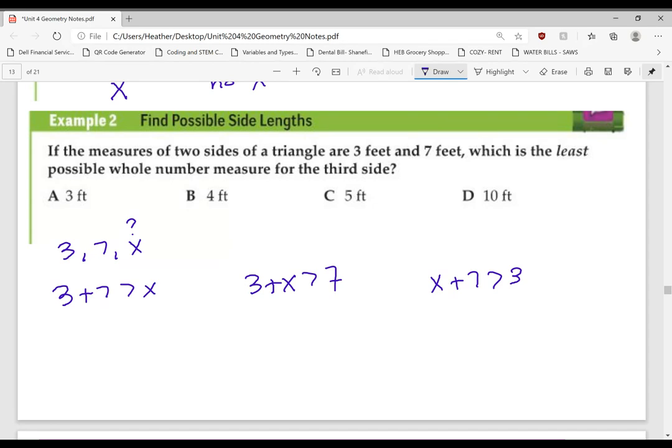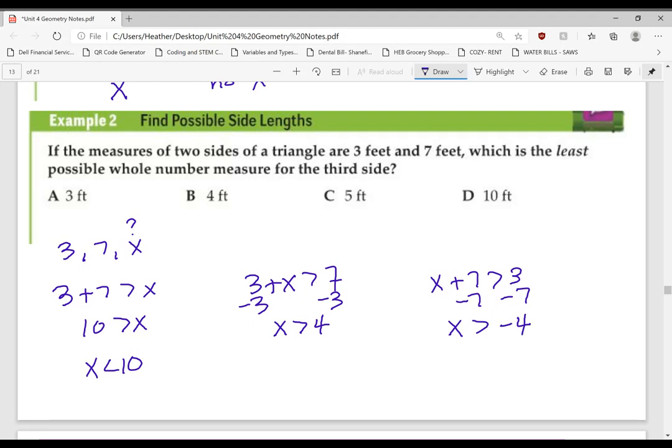So 3 plus 7 is 10, so 10 is greater than x. Or if we flip this the other way, this says x is less than 10. Here, let's solve this one. Minus 3, we have x is greater than 4. And then minus 7, we have x is greater than negative 4. So notice that x greater than negative 4 is always true for any whole number measure for x.